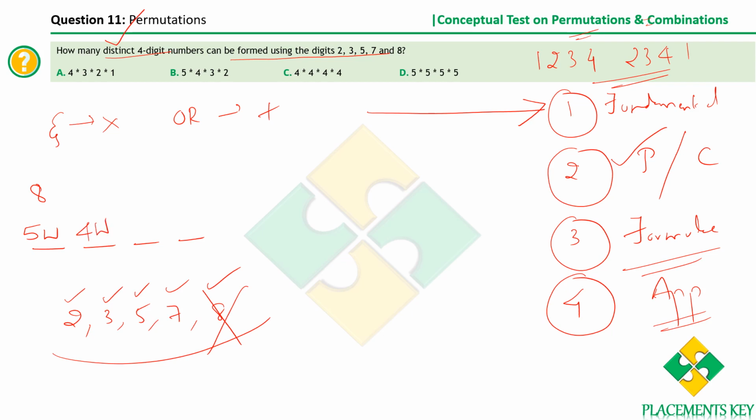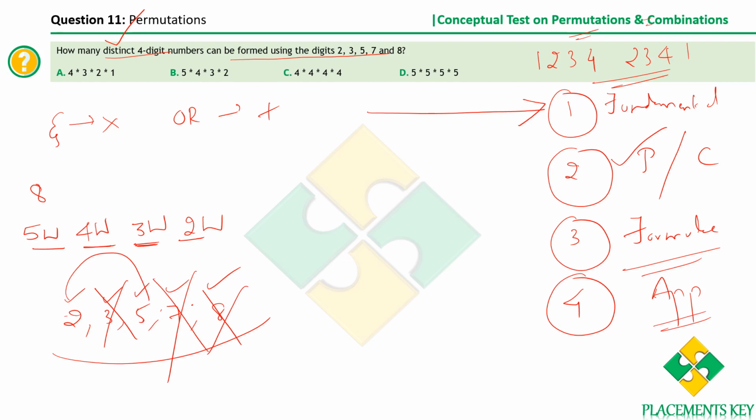So out of these 4, 1 is already filled here. Let's assume 3 is filled. Therefore, this can be filled in only 3 ways, either 2 or 5 or 7. Now again out of these 3, 1 is being filled here. Therefore, we only have 2 left. So the last blank can be filled in 2 ways.